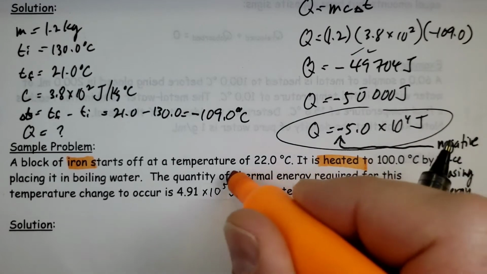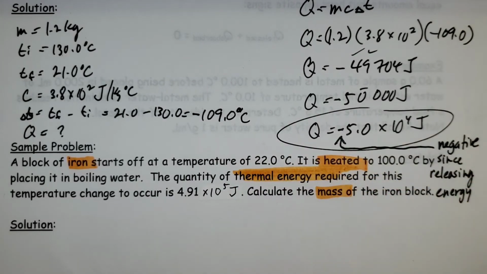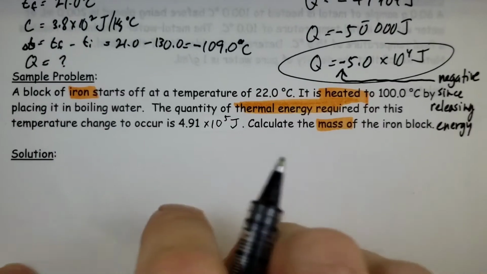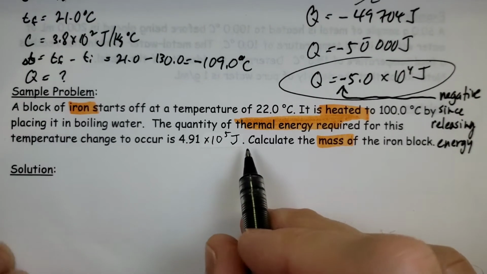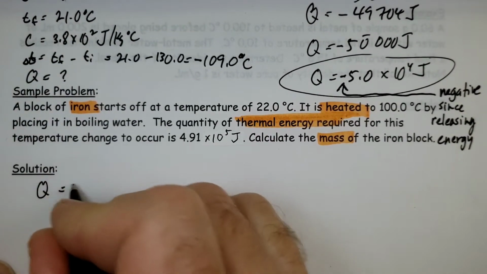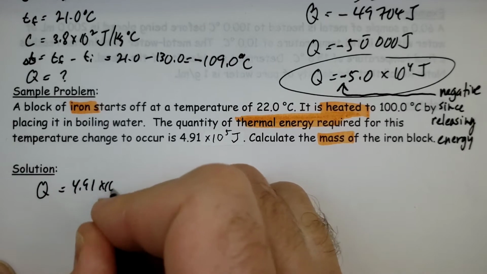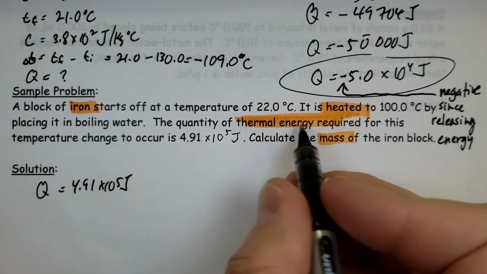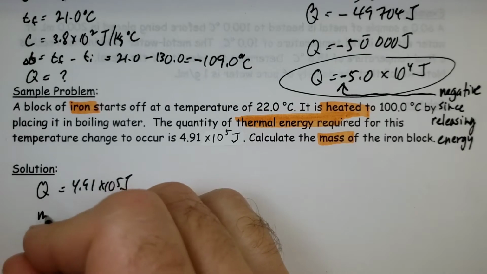The quantity of thermal energy, that's big Q, so we're actually given the value of big Q. So be careful. If you see a result here with joules, that is what Q is. 4.91 times 10 to the 5 joules. And we're looking for mass.